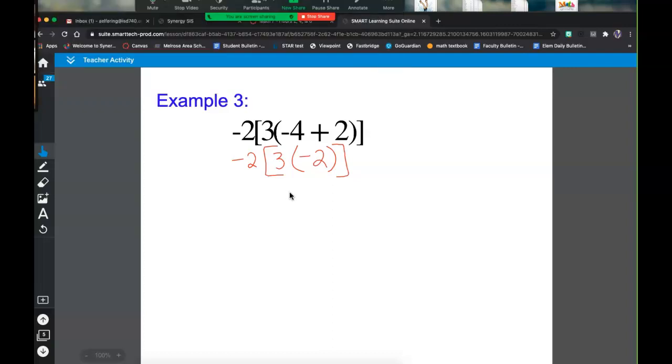Okay, this should be -6, and then times that by -2. A negative times a negative is positive, and so we end up with 12. Questions there? Okay, let's try another one.